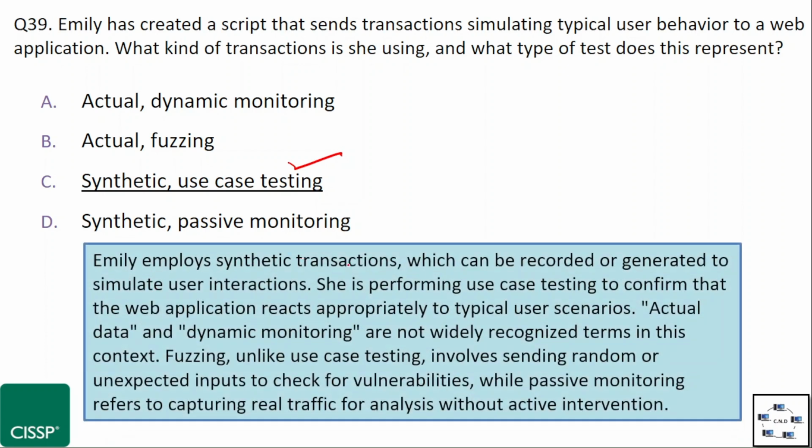Emily employs synthetic transactions which can be recorded or generated to simulate user interaction. She is performing use case testing to confirm that the web application reacts appropriately to typical user scenarios. Actual data and dynamic monitoring are not widely recognized terms in this context. Fuzzing, unlike use case testing, involves sending random or unexpected inputs to check for vulnerabilities, while passive monitoring refers to capturing real traffic for analysis without active intervention.